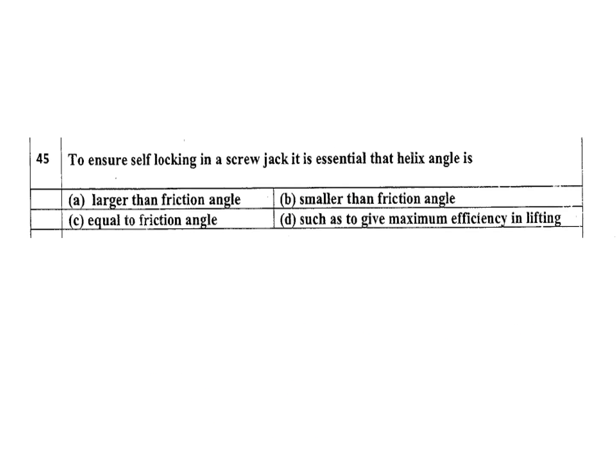To ensure self-locking in a screw jack, it is essential that the helix angle is: A, larger than friction angle; B, smaller than friction angle; C, equal to friction angle; D, such as to give maximum efficiency in lifting. This one was already discussed in my previous videos. Helix angle should be less than theta. Theta is less than or equal to alpha. It's the friction angle. So from the options, smaller than friction angle, B is our answer.